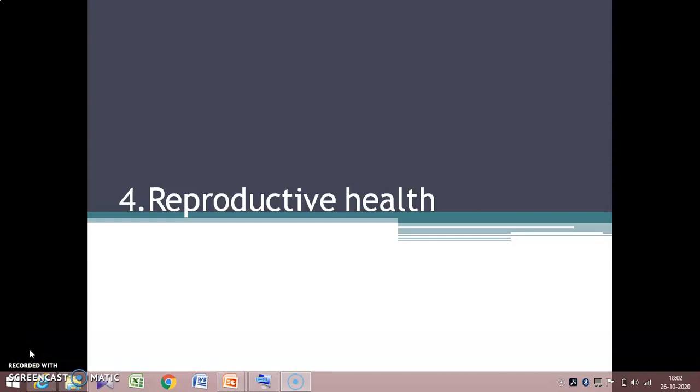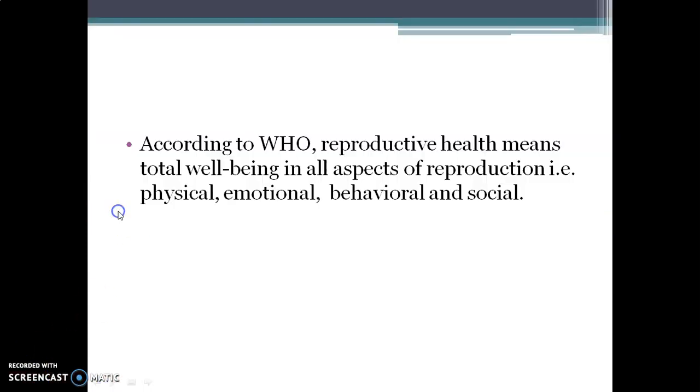Today let's discuss lesson 4, reproductive health. According to World Health Organization, reproductive health means total well-being in all aspects of reproduction. That is physical, emotional, behavioral and social. Children, therefore a society with people having physically and functionally normal reproductive organs and normal emotions and behavioral interactions among them in all sex-related aspects might be called reproductive health.